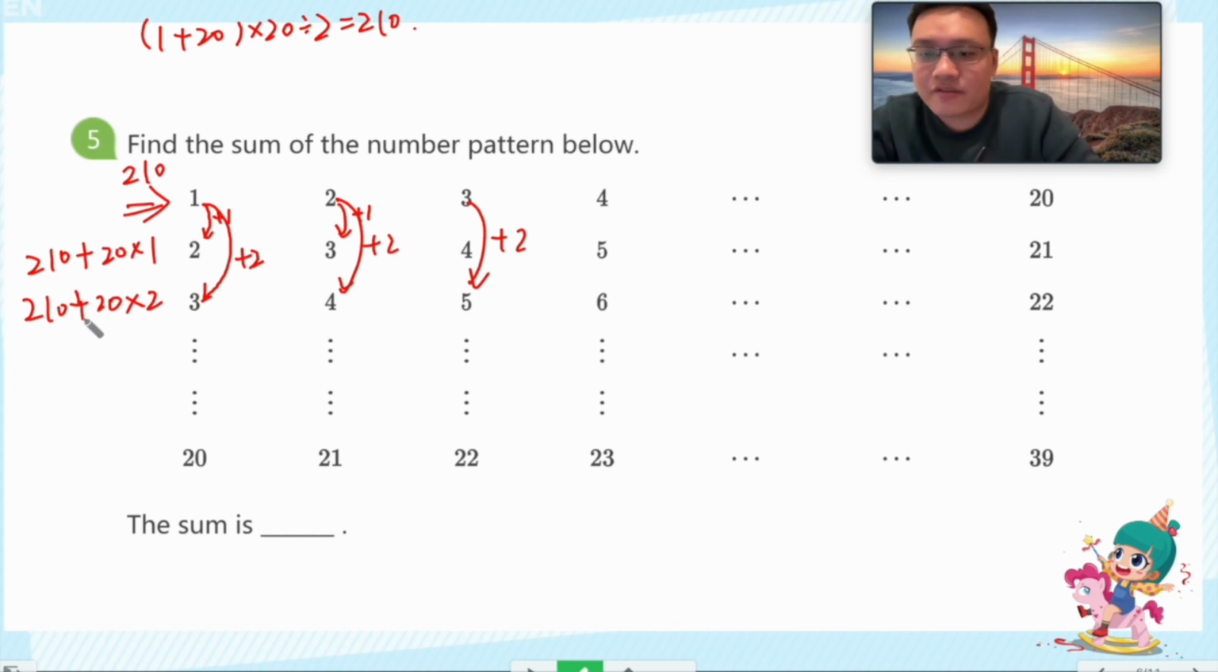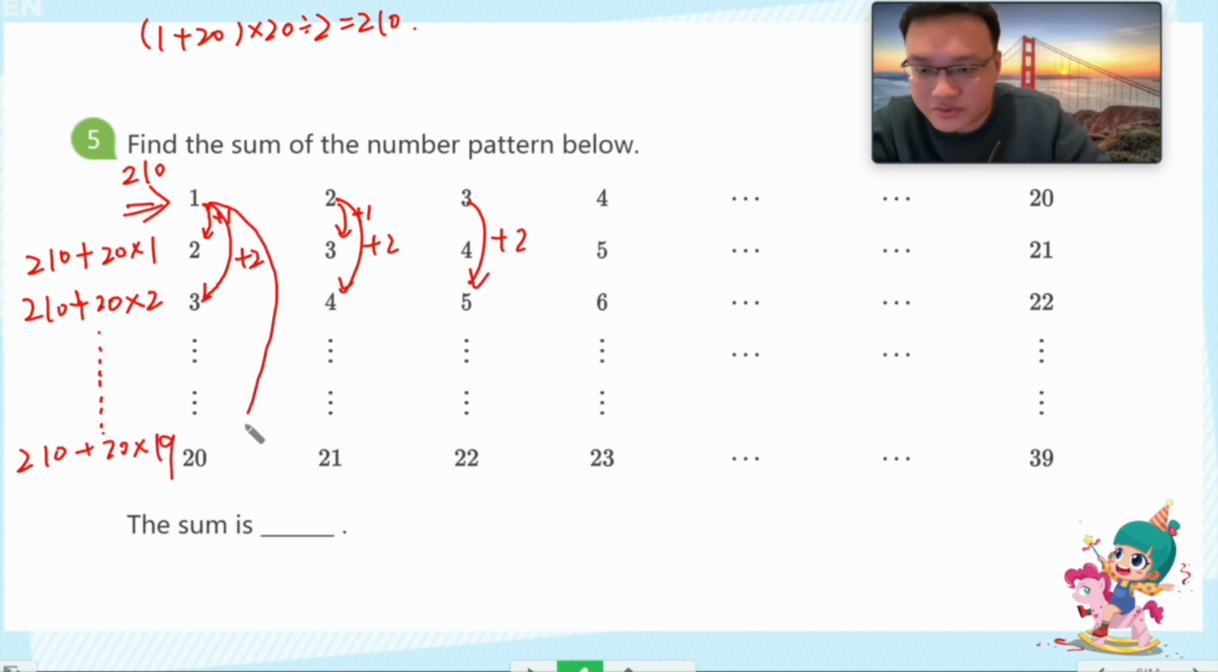So basically, I think you have already found the pattern for the sum of each row, and the sum of the last row is 210 plus 20 times 19. Because for the last row, every number in the same column is 19 more than the first row. And now we can get the sum, guys.